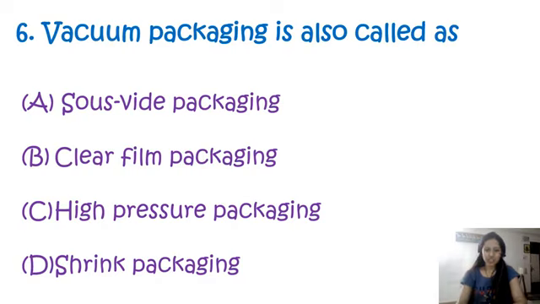So vacuum packaging is also called as, so options are sous vide packaging, clear film packaging, high pressure packaging, or shrink packaging. So over here the correct option will be that vacuum packaging is also known as sous vide packaging. Sous vide is a method of cooking the food in which the food is vacuum sealed in plastic pouches and then cooked at a precise or consistent temperature in a water bath. This vacuum packaging helps to preserve the food and maintain the shelf life of the food product for a longer time. So over here the correct option will be A.